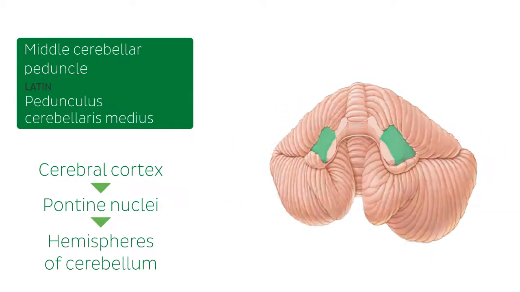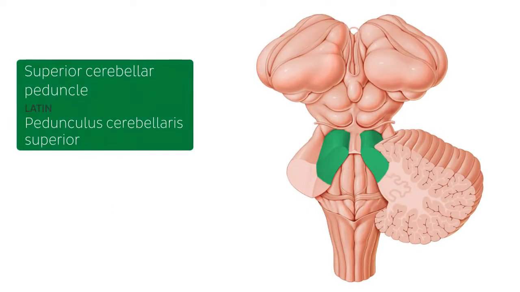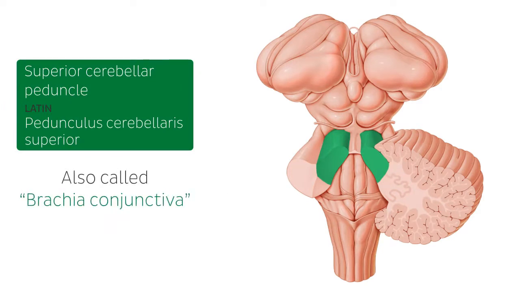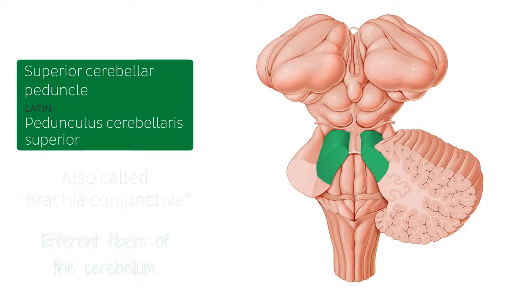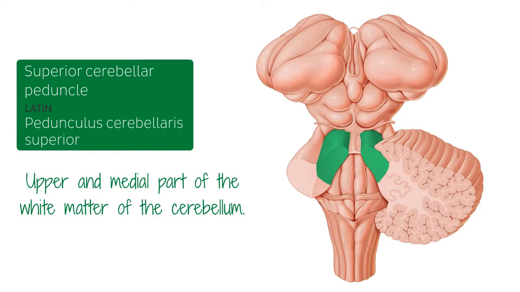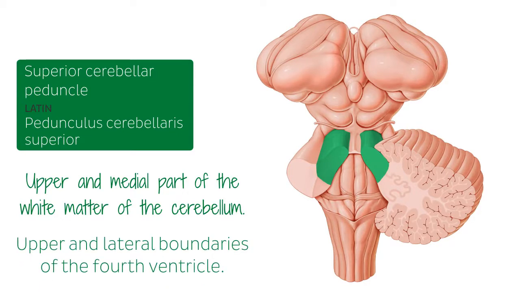Now let's move on and talk about another set of peduncles. Now back to this image here. These are the superior cerebellar peduncles. They're also known as the brachium conjunctivum. Now these are the major efferent fibers of the cerebellum, meaning that these fibers exit from the cerebellum. So they emerge from the upper medial part of the white matter of the cerebellum, as you can see here on this illustration. And then they form the upper and lateral boundaries of the fourth ventricle.